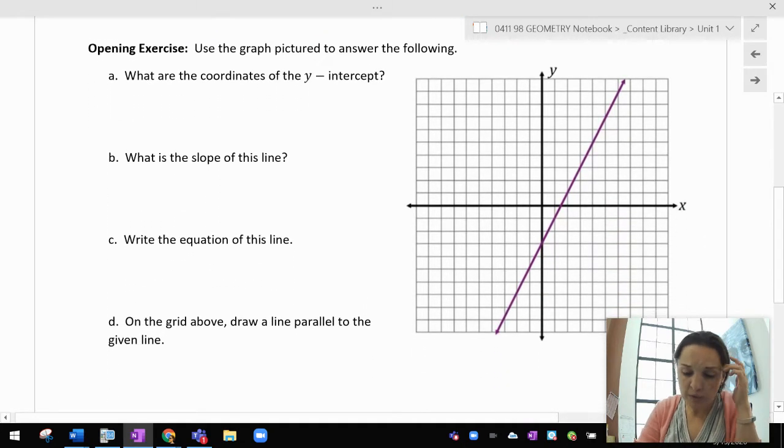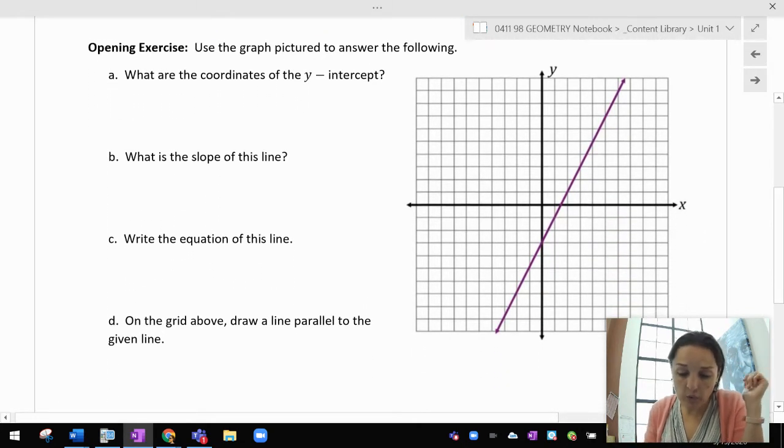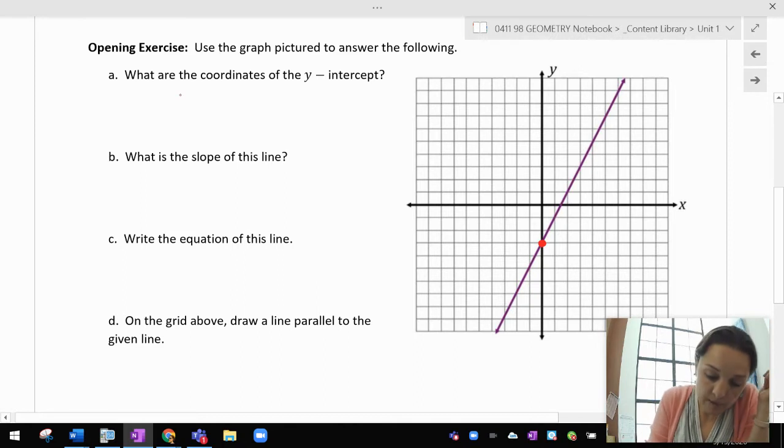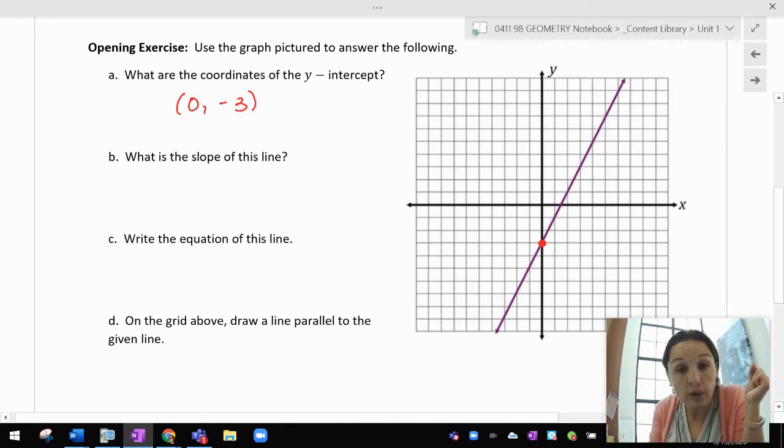It says, use the graph pictured to answer the following. What are the coordinates of the y-intercept? Well, the y-intercept is literally where it hits the y-axis, which is right there, and that's down 3. So my y-intercept is the point (0, -3).